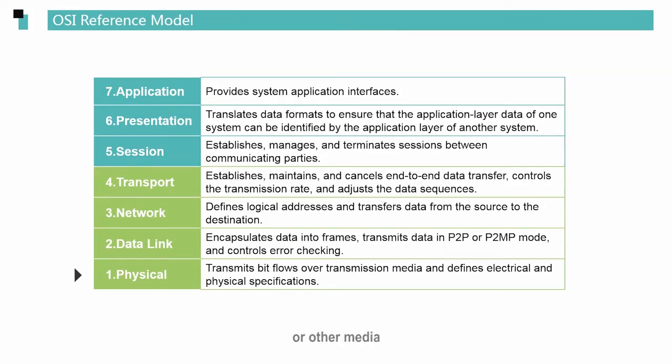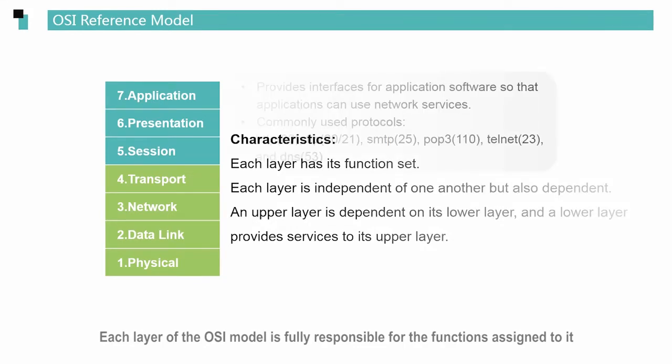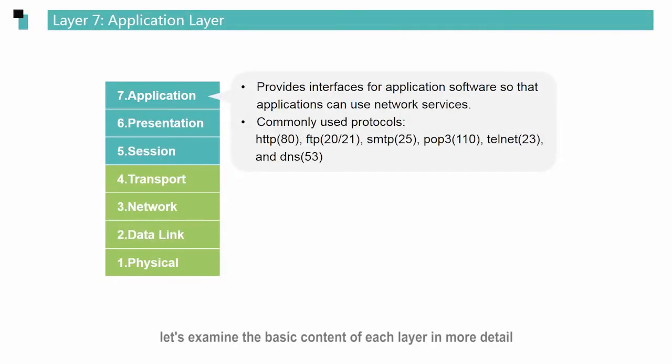optical fibers, or other media. Each layer of the OSI model is fully responsible for the functions assigned to it, but upper layers are dependent on lower layers, and lower layers provide services to upper layers. Next, let's examine the basic content of each layer in more detail.